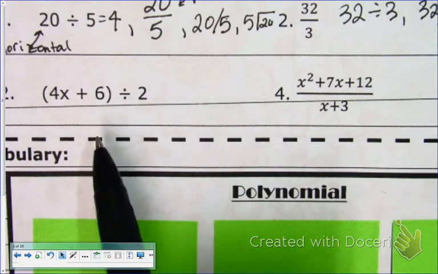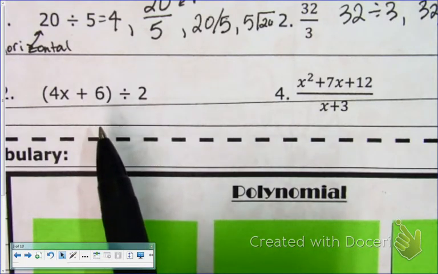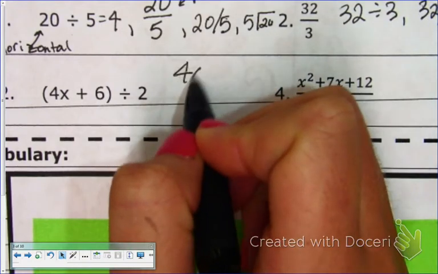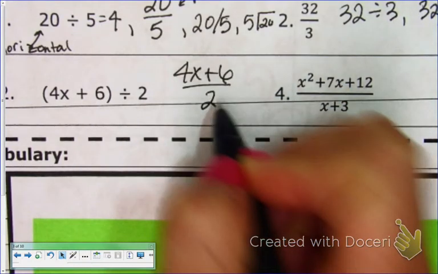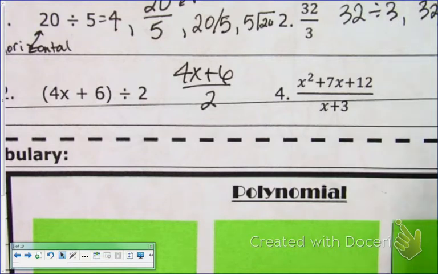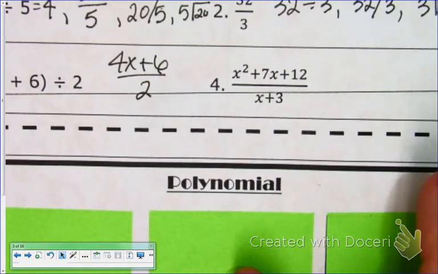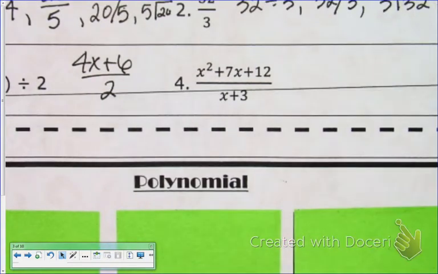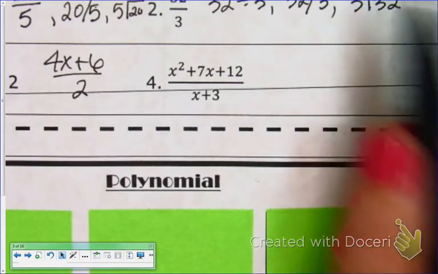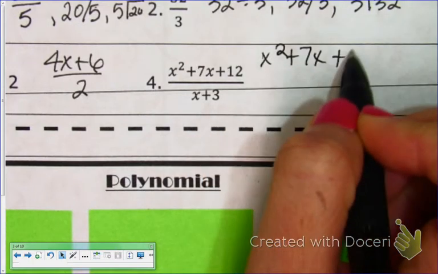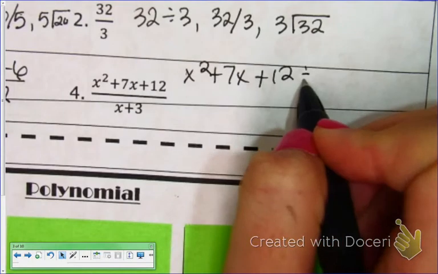Oh, there are 2 number 2s. It's okay. No one's going to die. What could you do vertically? 4x plus 6 over 2. Ooh, look at this next one. Yikes. All you do is put a division sign and put that on the side. So you could do x squared plus 7x plus 12, and then a division symbol, x plus 3.